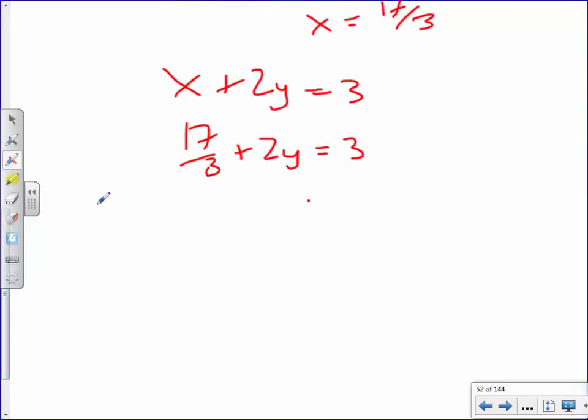How do I solve for y? I think you should probably subtract the 17 over 3. Does that make sense? Like you should bring the 17 over 3 to the other side. So now you have 2y equals 3 minus 17 over 3.